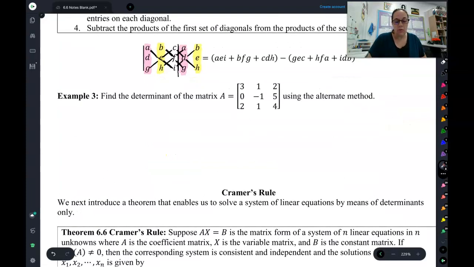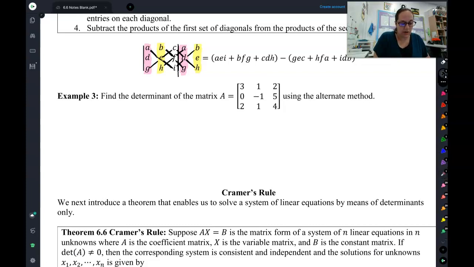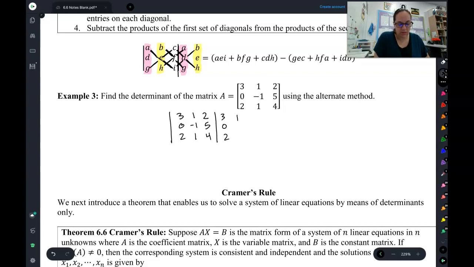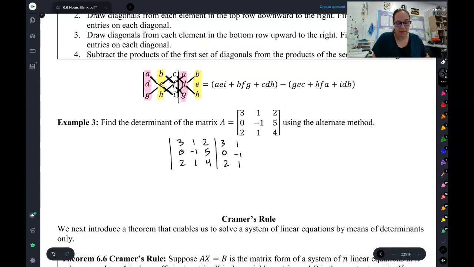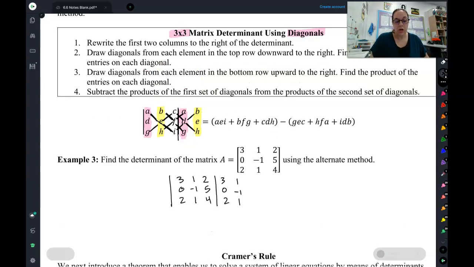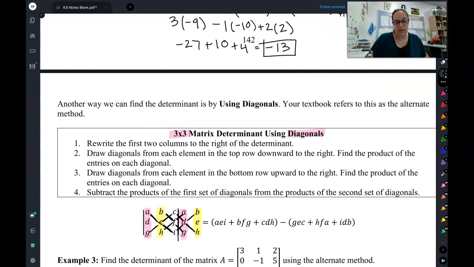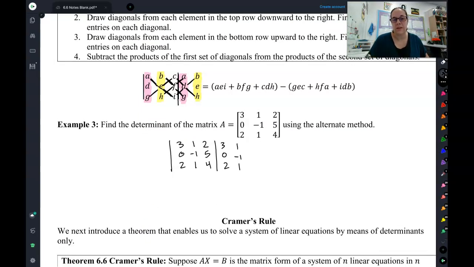So what I'd like you to do last is take this matrix here, the same one that we started with, 3, 1, 2, 0, negative 1, 5, 2, 1, 4. Repeat the first two columns, and then try to apply this method to this 3 by 3. You should still get negative 13. That should still be your answer. This is just a different way of going about it. So pause the video, try that one out on your own, and then come back to check your work.